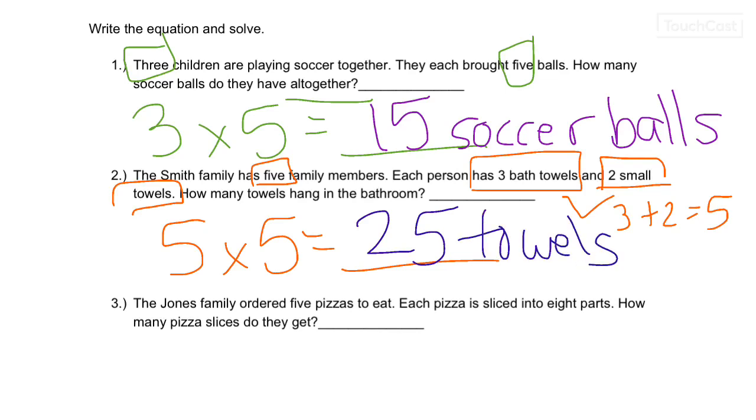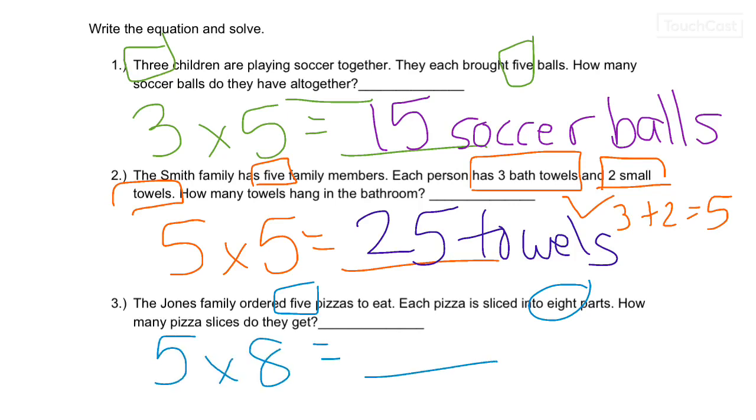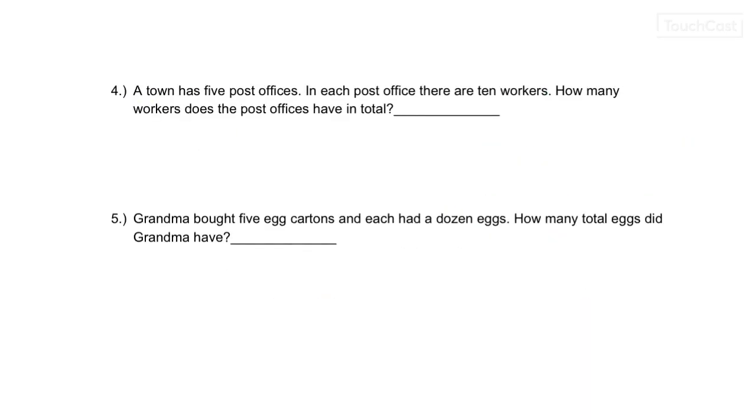Next, the Jones family ordered 5 pizzas to eat. Each pizza is sliced into 8 parts. How many pizza slices do they get? 5 pizzas, each with 8 parts. Let's roll our 5 8 times. 5, 10, 15, 20, 25, 30, 35, 40. 40 pizza slices. You can try these as we go along.